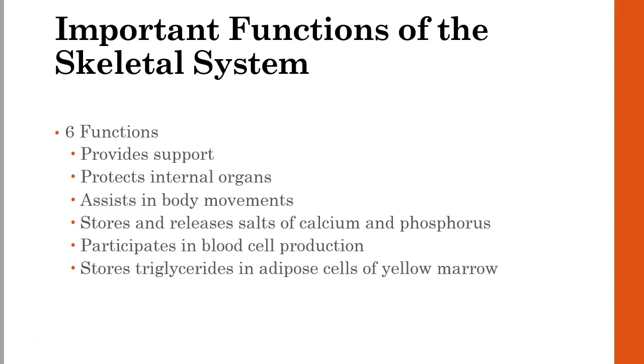We are assisting the body in movement, again, attachment of muscles. We're storing salts such as calcium and phosphorus for later use if needed. We are participating in blood cell production, so we're going to see red and white blood cells alike produced in bone. And we are storing triglycerides in the adipose cells of the yellow marrow, so a little bit of energy storage is happening here as well.